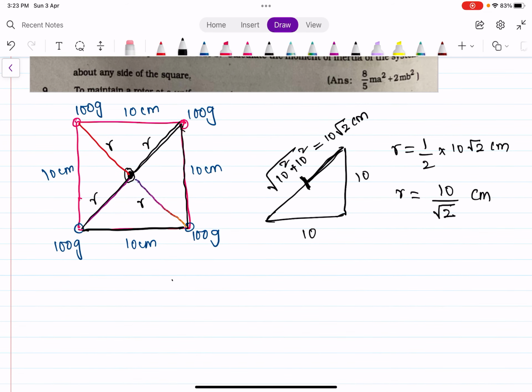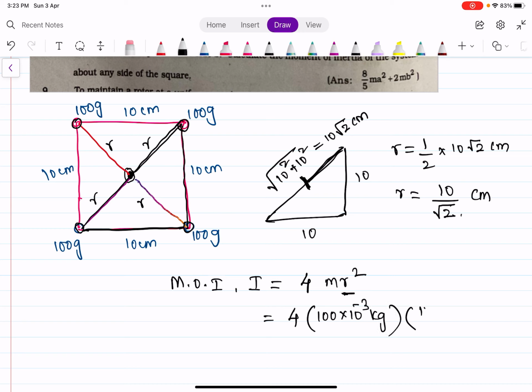Now the total moment of inertia I is equal to, how many such particles are there which are equidistant from the center of the square? 4 particles are there. 1, 2, 3, 4 particles. So 4 into m r squared. So here 4, m is how much? 100 grams, 100 into 10 power minus 3 kilograms, into r, which is 10 by root 2 centimeters. A centimeter is nothing but 10 power minus 2 meters, whole squared. By solving this, you will get the answer for the moment of inertia of the system of particles.